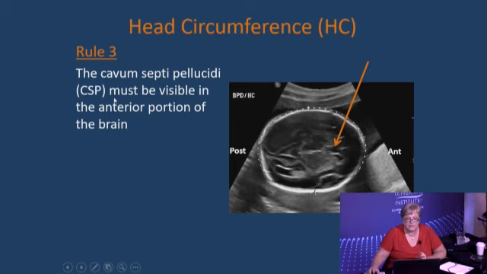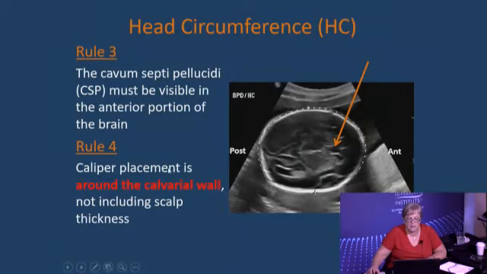Okay, the cavum septum must be visible, or the columns of the fornix when you're doing your measurements. Either one is acceptable for measurements by AIUM guidelines. And calipers, again, not including the scalp thickness. So anterior to posterior and near side to far side. And now this measurement's always on the outside of the skull all the way around.